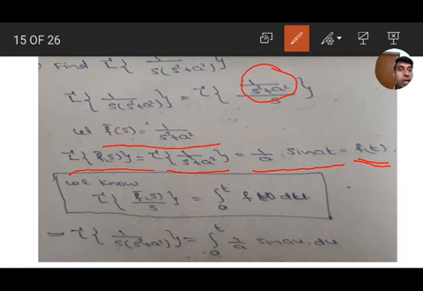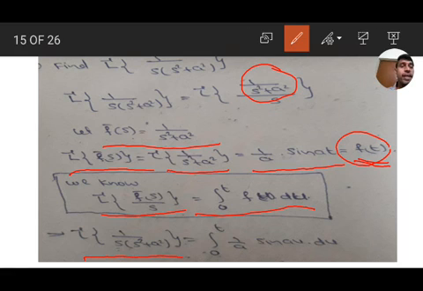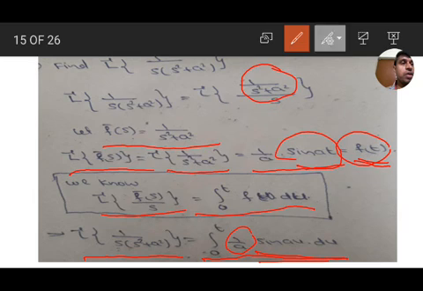And we know the formula: L inverse of f bar s by s equals integration 0 to t f of u du. Here in f of u, in the place of t you have to substitute u. Therefore L inverse of 1 by s into s square plus a square equals integration 0 to t of 1 by a into sin au du. 1 by a is the coefficient outside, integrate sin au, and substitute the limits.